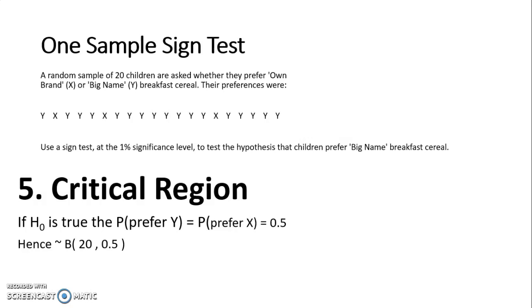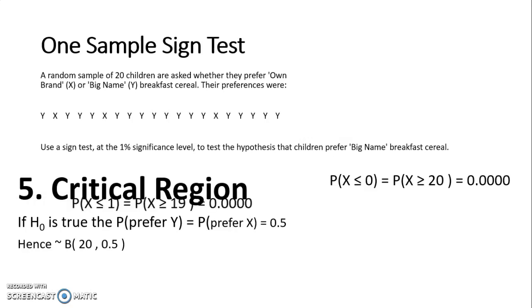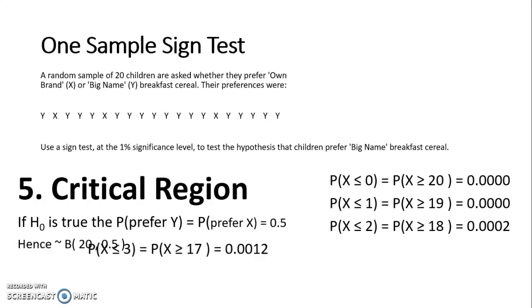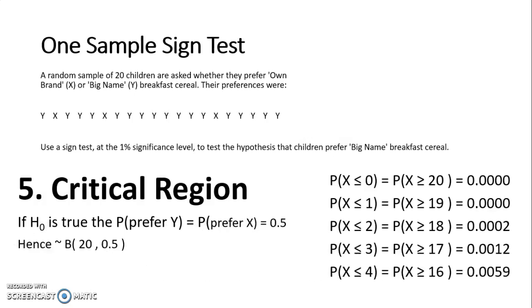Using either the tables or my calculator, I'm just going to get some probabilities. Because p is 0.5, I have a symmetrical probability. So x being less than or equal to 0 is equal to x being greater than or equal to 20, and that has a probability so small we're going to call it 0. The same with less than or equal to 1 or greater than or equal to 19. Then as we start to move up, we start to get some actual probabilities, and I'm just going to show you the first 6 on the screen. Obviously it keeps going all the way down to less than or equal to 20.